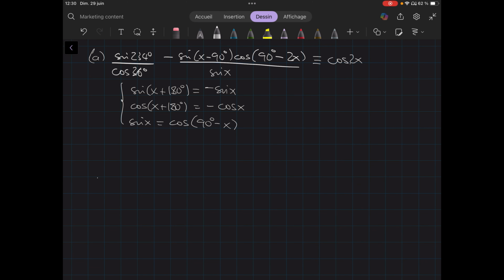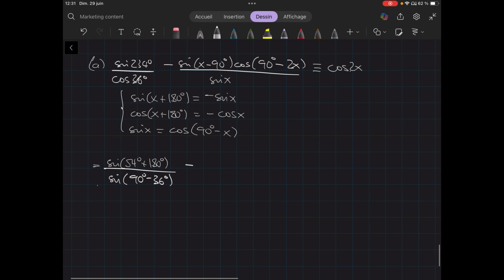So, let's have a look at this. 234, we can say that 234 is 54 plus 180. The reason why I decided to split it like this is because 54 plus 36 will give you 90. So we can also write the denominator cos of 36 degrees as sine of 90 degrees minus 36 degrees.